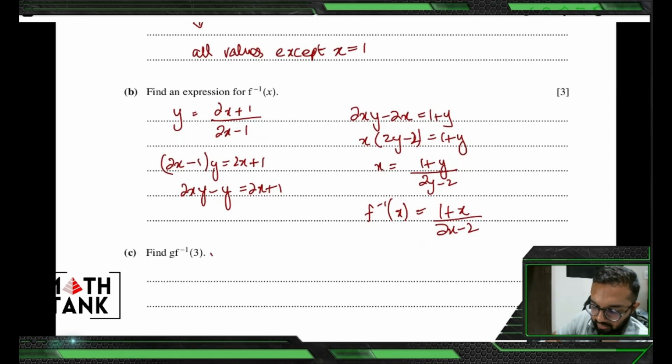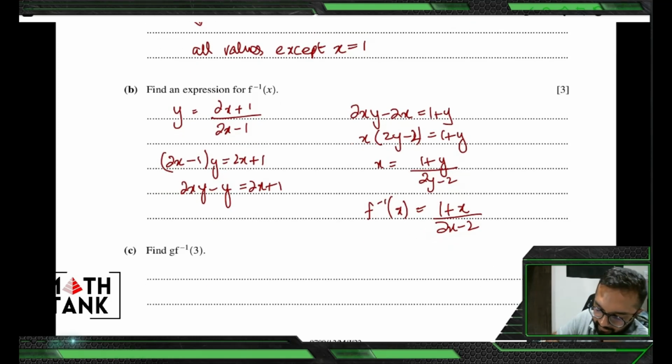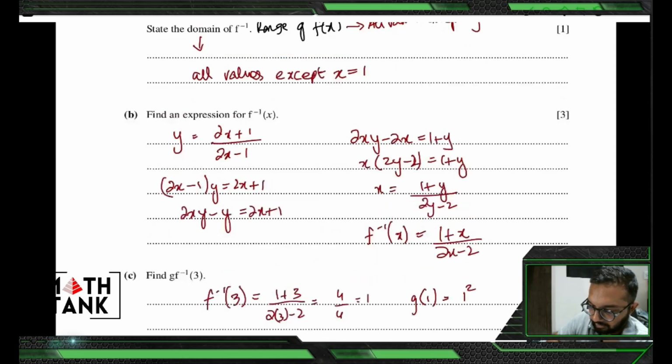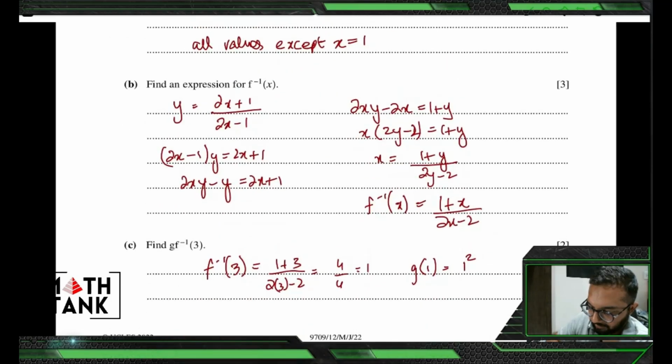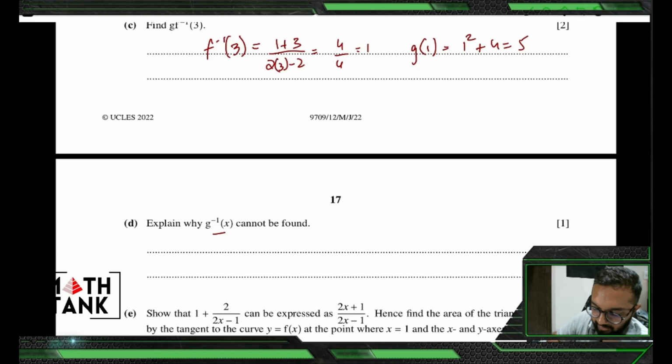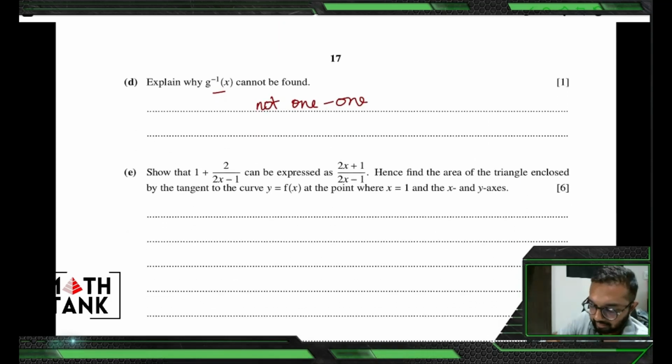Then it says find g f inverse of 3. So I take f inverse of 3 first, and whatever value I get, 4 over 4 is 1. So g of 1 is basically 1 squared plus 4, which is 5. Explain why g inverse cannot be found: because it's not 1 to 1. I'm not even looking at the details. It's not 1 to 1. That's the simple idea that I have.